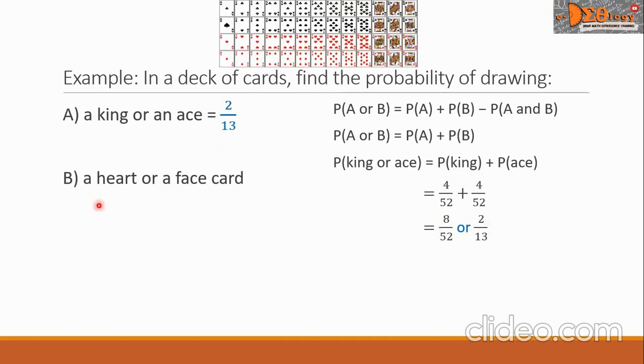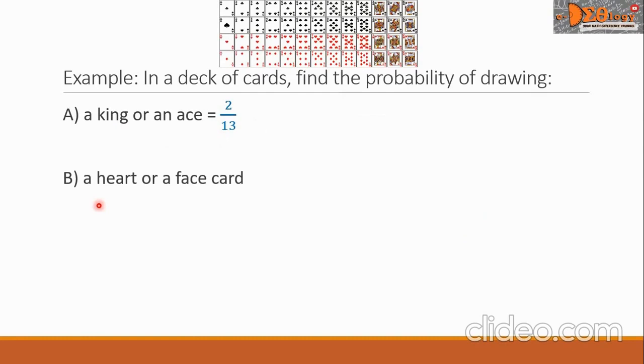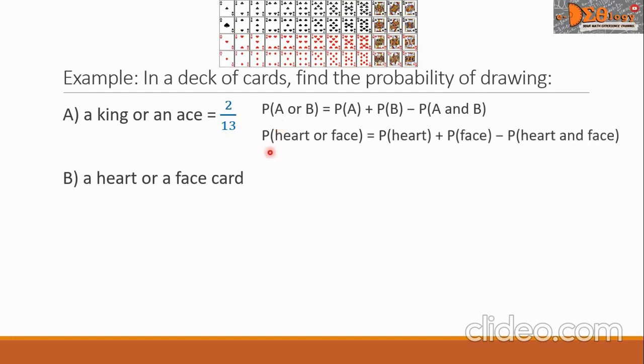Let's go now to problem B. Let us take the probability of drawing a heart or a face card. This is not a mutually exclusive event. So we may write now, using our formula here, that this is P of heart or face equals P of heart plus P of face minus P of heart and face.